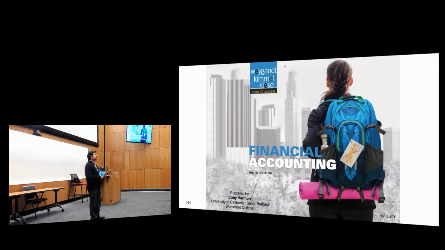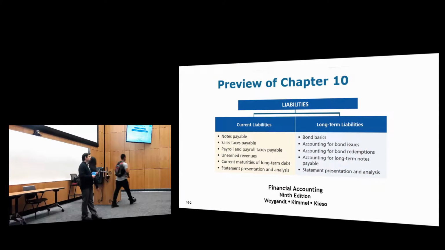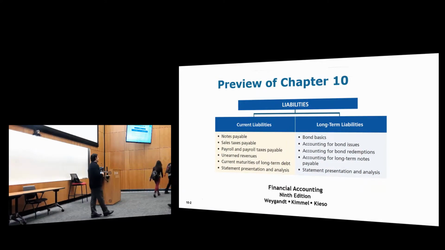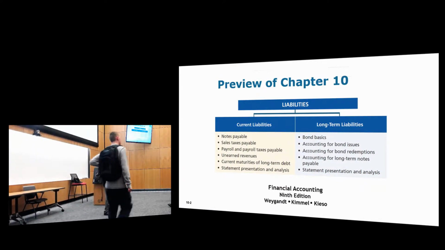Now we will start talking about the other side of the equation, which is, first we start with liabilities, and then we will talk about stockholders' equity. Okay? So liabilities, basically, there are two types of liabilities, two categories of liabilities. What are these two categories of liabilities? Yes, current and long term.